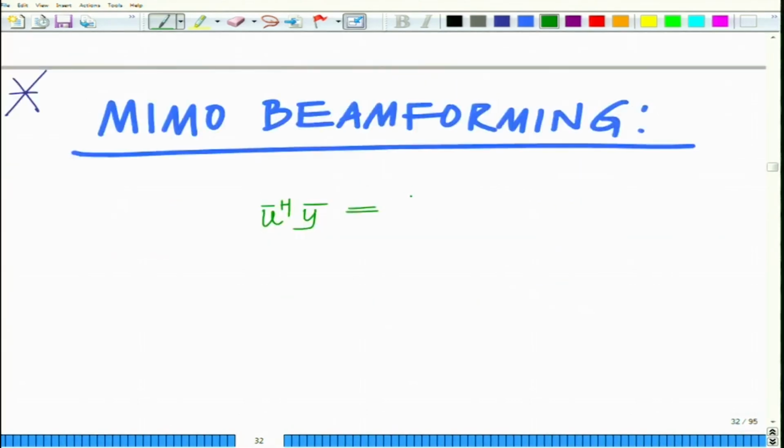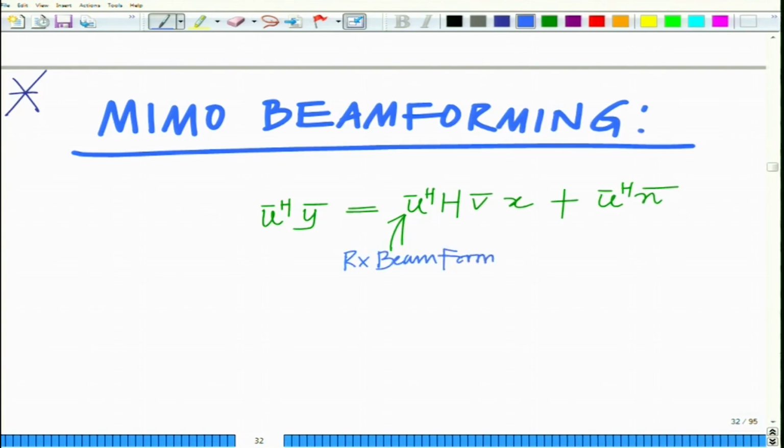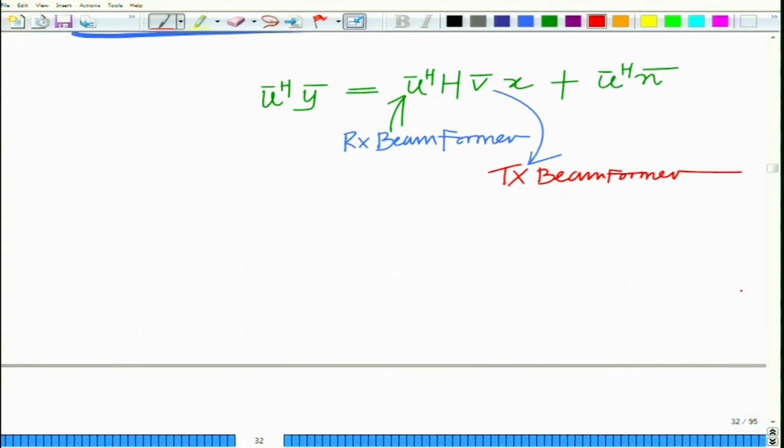U bar Hermitian H V bar times X plus U bar Hermitian noise. This is the noise vector. Now, this is your receive beamformer U bar and V bar is the transmit beamformer, and we want to jointly design transmit and receive beamformers to maximize SNR.